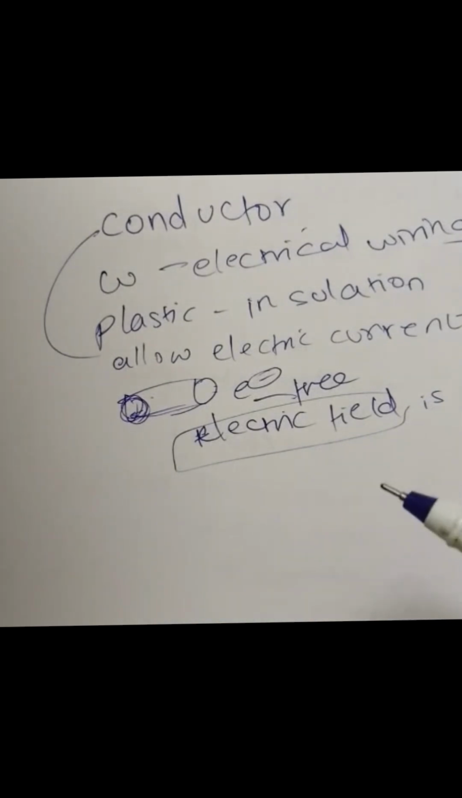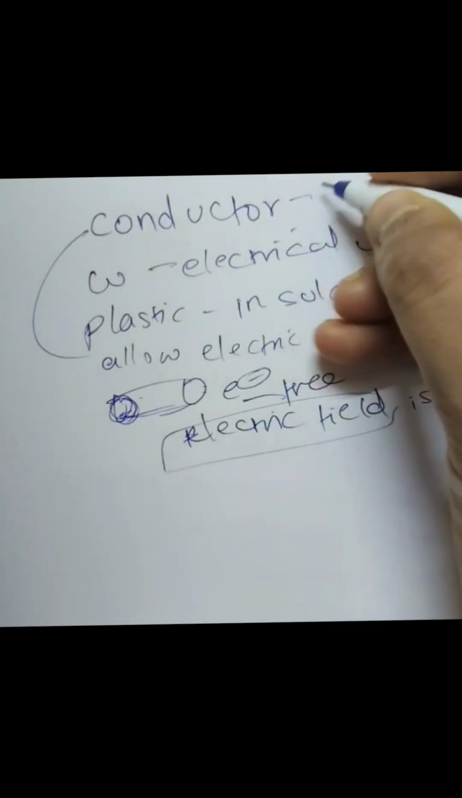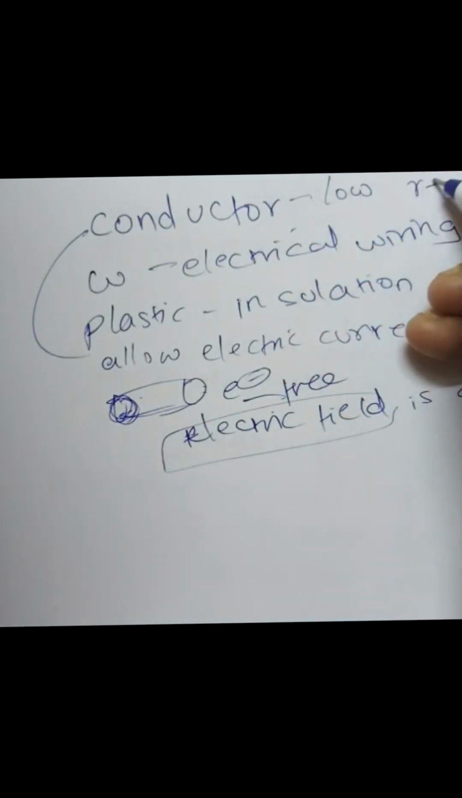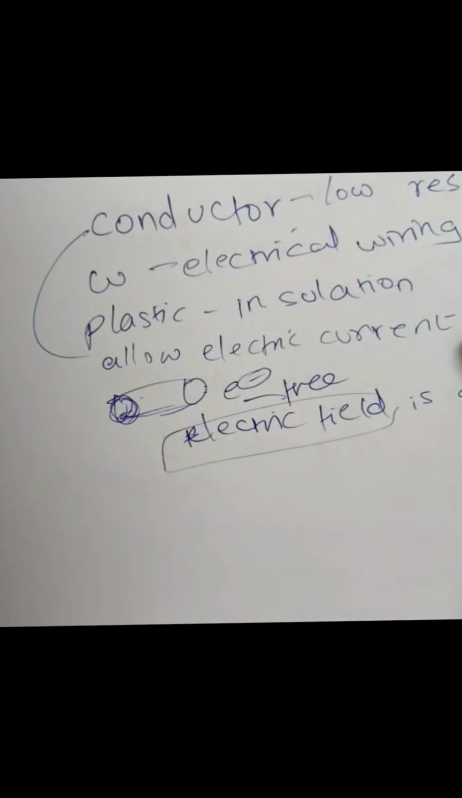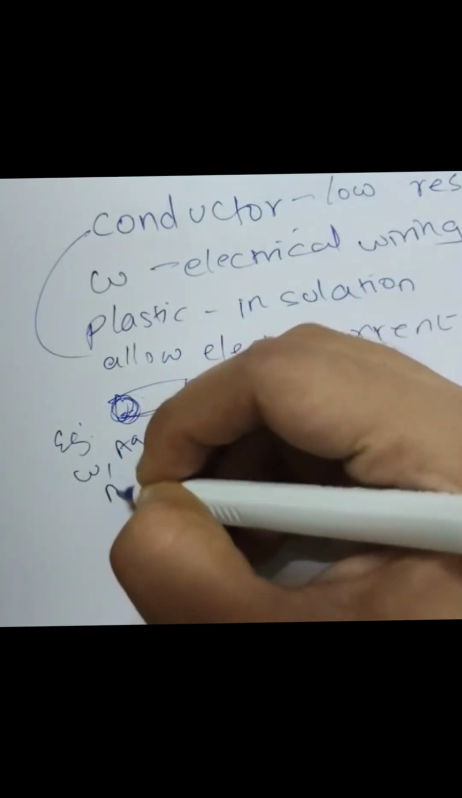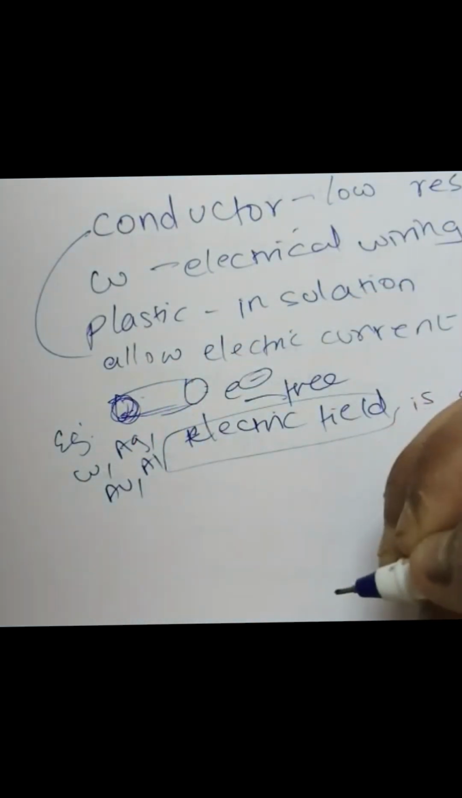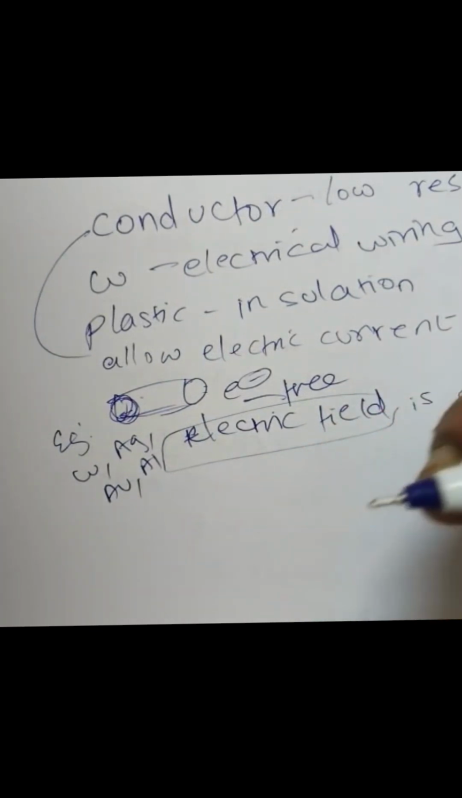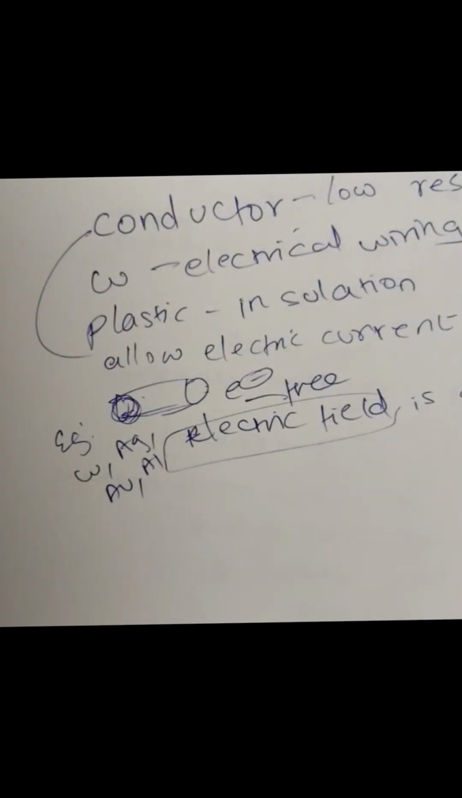Since electrons can move easily in a conductor, conductors have low resistance. Examples: copper, silver, gold, aluminium. Copper is widely used in electrical wiring because it conducts electricity well and it's also affordable.